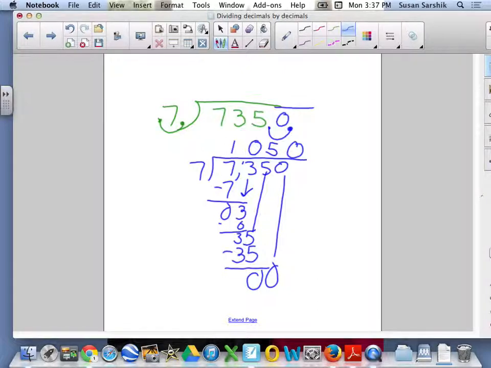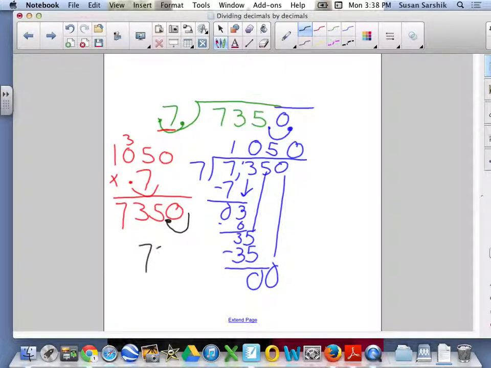I check that out on the side here by multiplying 0.7, my original divisor, by my quotient, which is 1,050. 7 times 0 is 0. 7 times 5 is 35. 7 times 0 is 0. And 3 is 3. 7 times 1 is 7. And I have one decimal place here. So over here, I move my decimal one place over. I get 735, and that matches my original dividend of 735.